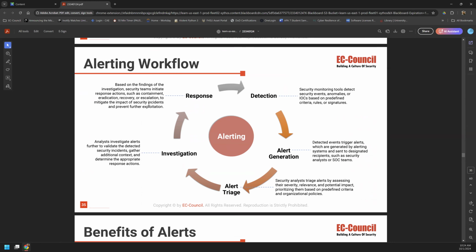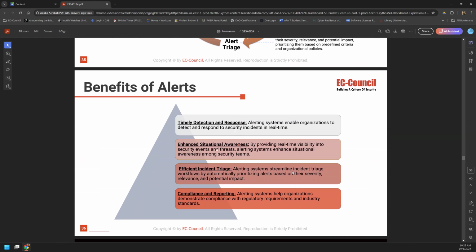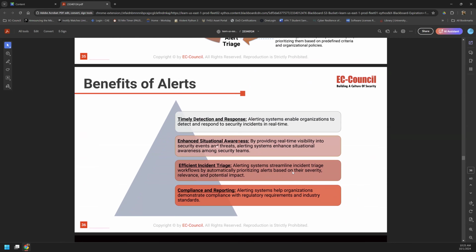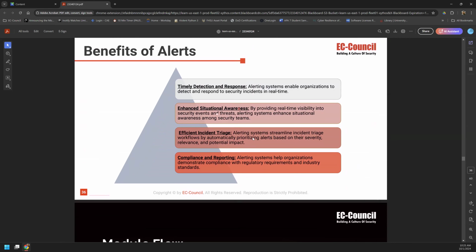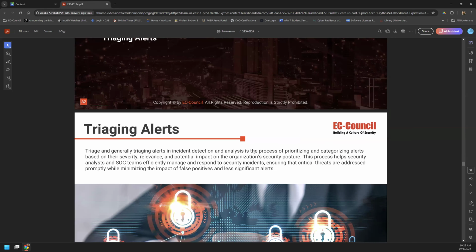You're going to have this typical workflow. So you're going to have a triage, usually as you're going to start down here. You're going to come into investigation, response, detection, and then an alert generation. So that might even start over here on the right. The benefits of those alerts is getting to a timely response and enhanced situational awareness. Basically having an efficient triage. In other words, figuring out, is this a false alarm, true alarm? And then once we do have it as a true alarm, what's the potential impact? Are we going to be hit hard or not?